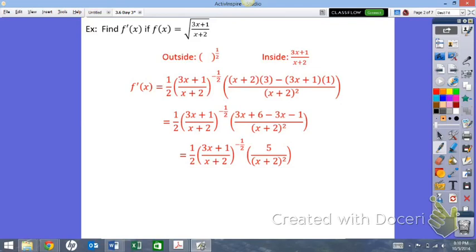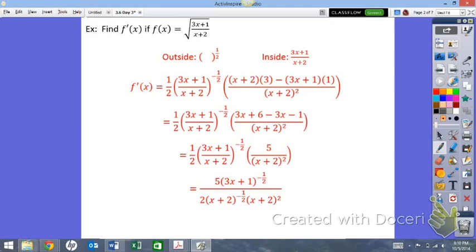Now, the problem is that this fraction as a whole is raised to the negative 1/2. So really the easiest way for me to simplify and get things where they belong is to break that up and take both the numerator to the negative 1/2 and the denominator to the negative 1/2. So if I do that, let me explain this step.